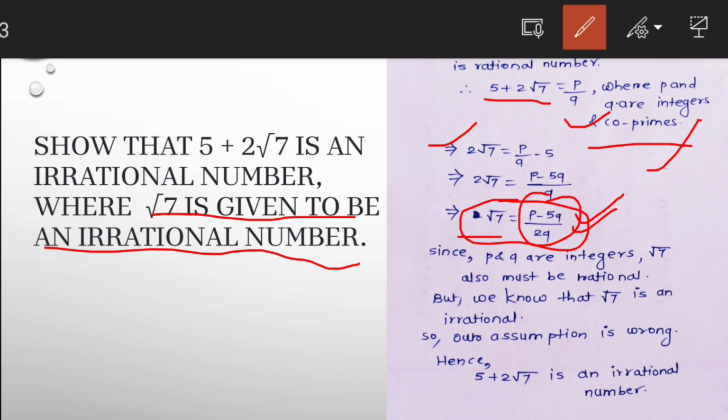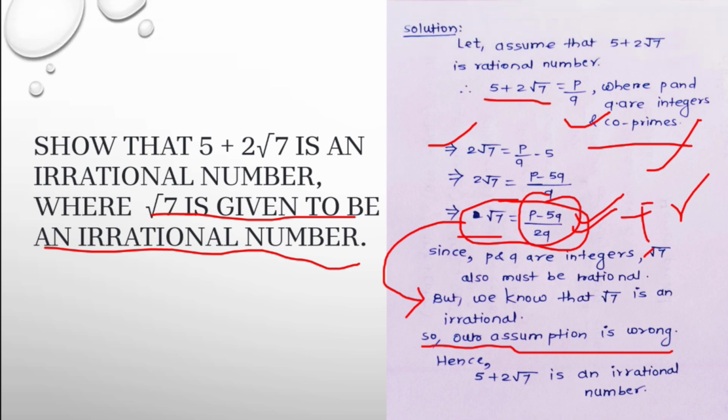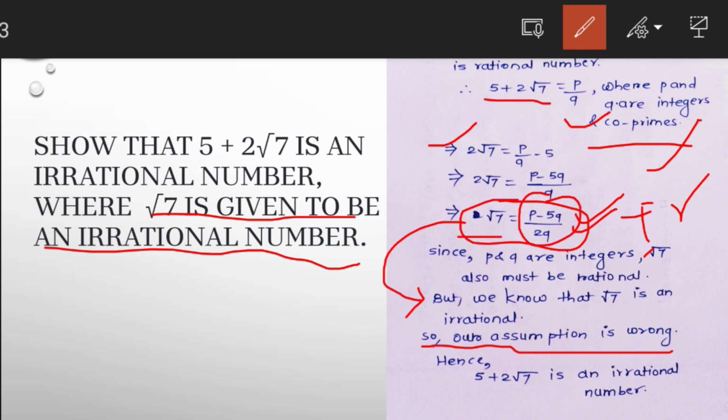This cannot be possible, that one side is irrational and the other side is rational. So we conclude that our initial assumption is wrong. What was our initial assumption? We assumed that 5 plus 2 root 7 is a rational number, but our assumption is wrong, and because of that we can say that 5 plus 2 root 7 is not rational, it is an irrational number.